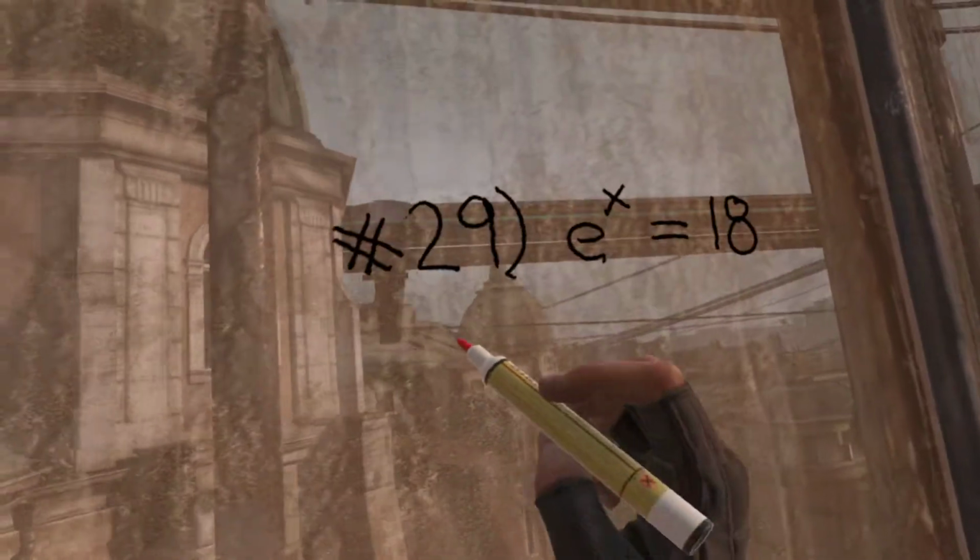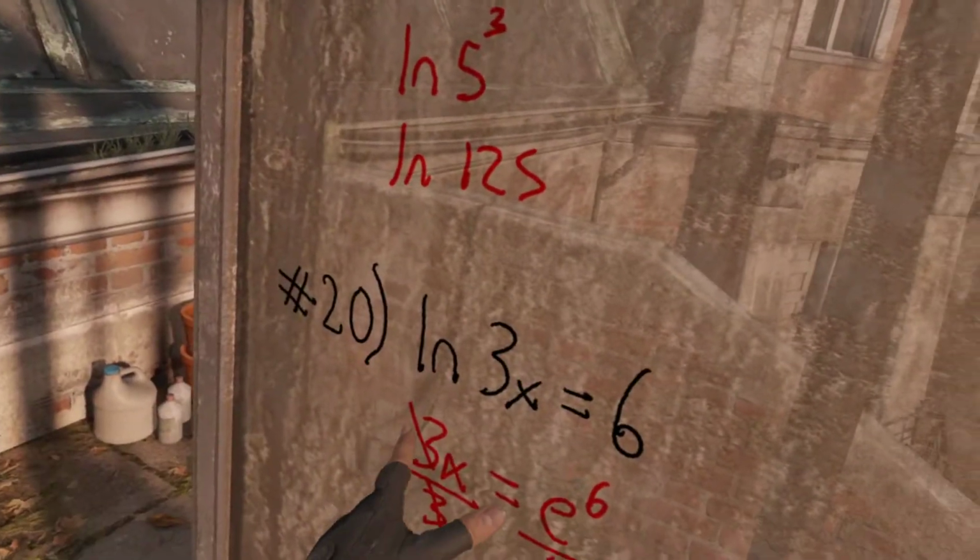Let's skip ahead to number 29. Now 29 is like this one, but it's just the opposite.